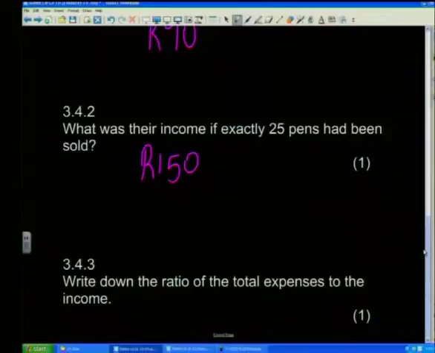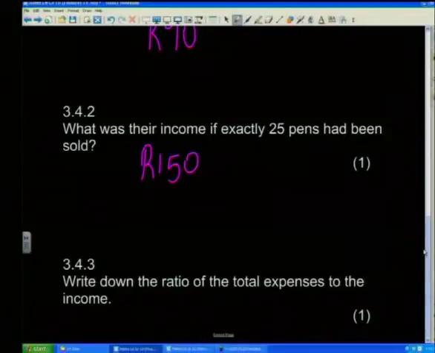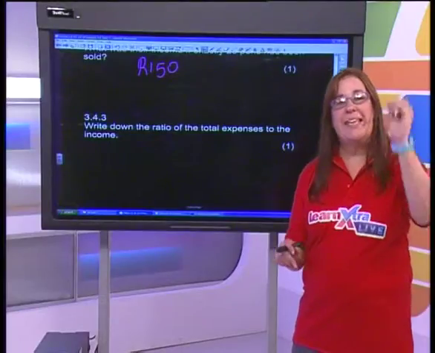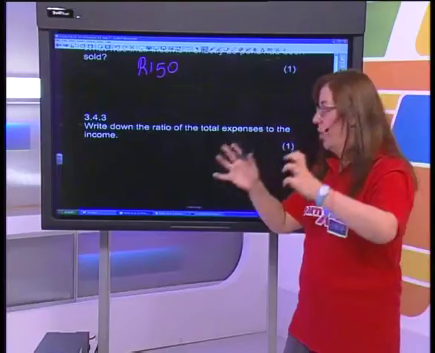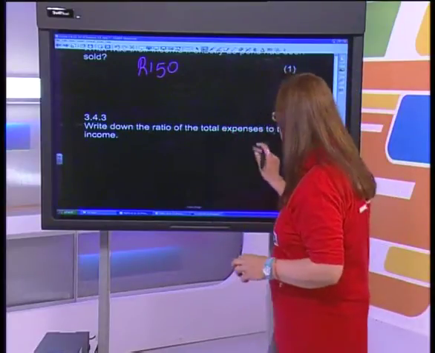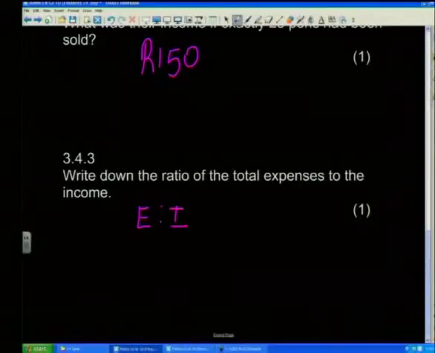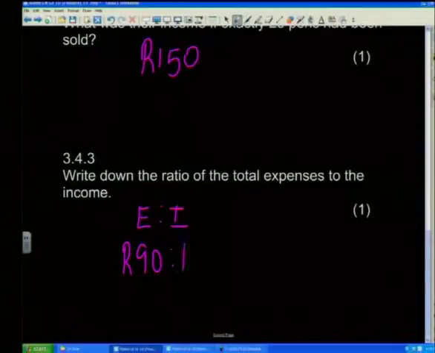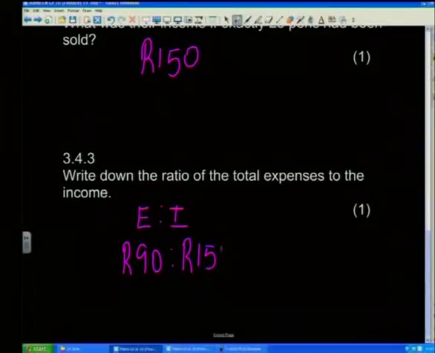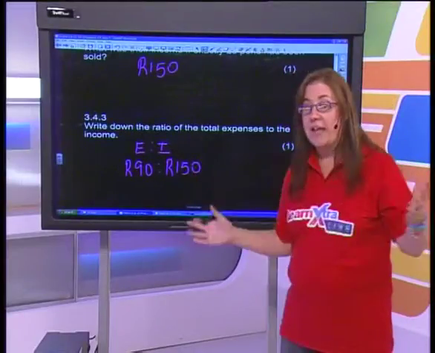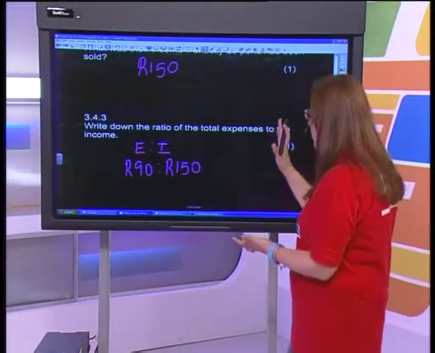Write down the ratio of the total expenses to the income. Now remember, whenever you're writing a ratio, it needs to be in the exact same order as the words. So we're looking at our total expenses to income. So I'm going to write it as expenses to income. My expenses were 90 Rand and my income was 150 Rand. Now, they didn't say anything about simplifying this. They just said write the ratio as one to the other. So I've done that, and therefore, I've answered the question.